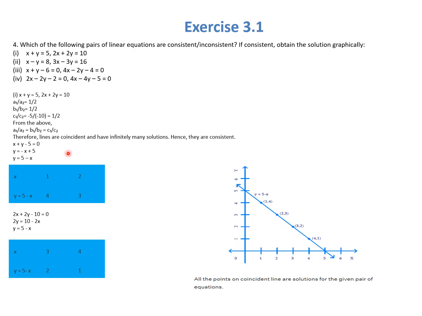Hence, they are consistent. So what we'll do, we'll plot this graphically, and because these are coincident, both the lines will coincide together to get the final answer. So we'll plot this graph and we find that the solution of both the equations is this, because all the points on the coincident line are solutions of the given pair of equations. In a coincident solution, all the points of both the lines fall together. It's not that we are going to have a unique solution, because there are infinitely many solutions, because the lines are coincident. So we'll move to the next slide.